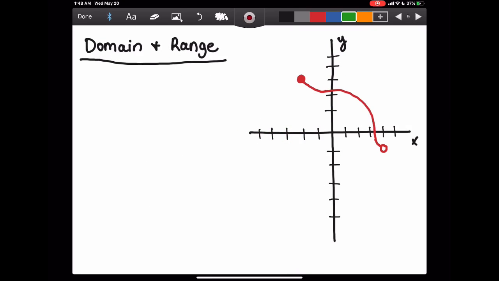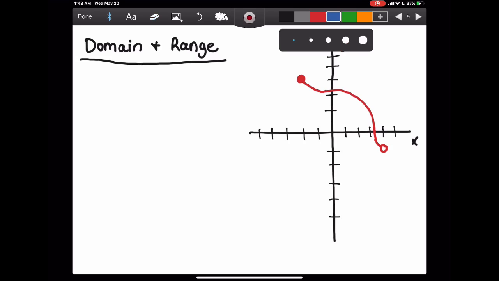The last thing you may see on your final exam is going to be a question on domain and range. Remember, when we're talking about domain and range, your domain is going to be associated with the x-axis, and then your range is going to be associated with your y-axis. I drew a graph over here to give you an example.